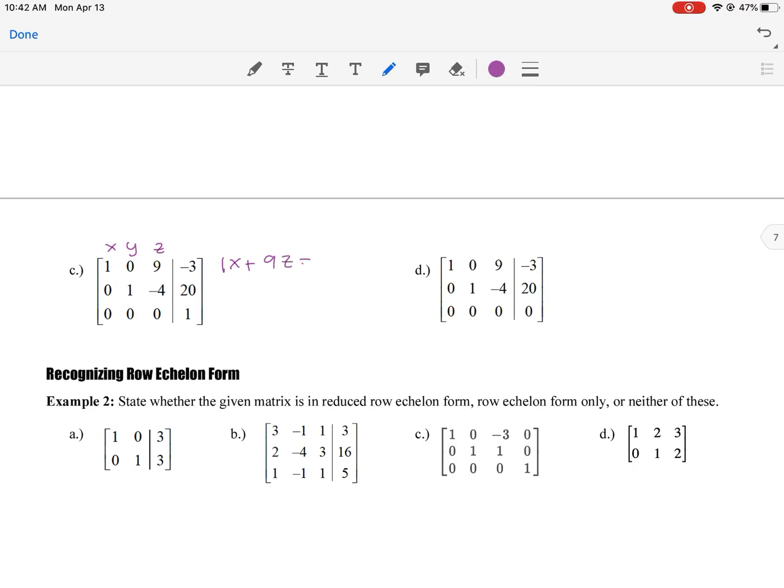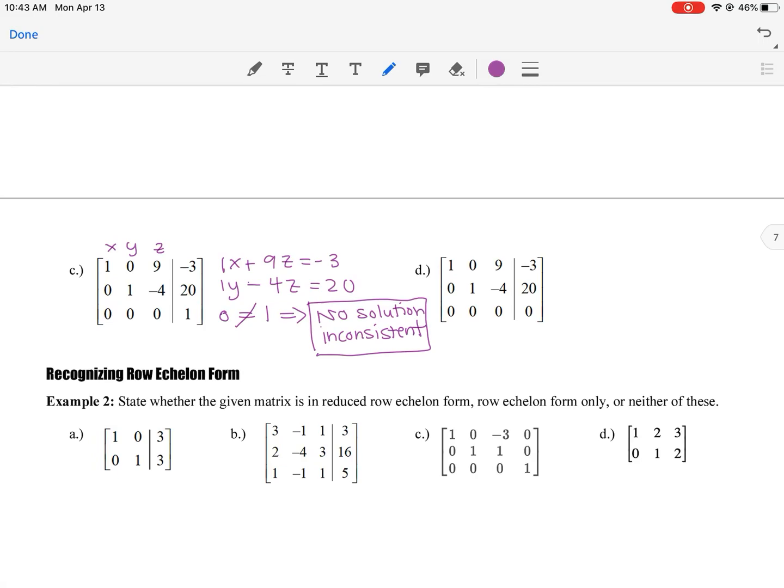Okay. On this next one, sorry, I should have left a little bit more room, that's okay. We've got 1x, plus 9z equals negative 3. Then we've got 1y minus 4z equals 20. So it almost looks like a system we're going to solve. But let's look at this last row. This is what you're going to focus on with these ones when you don't have just the ones down the diagonal. If you have 0 equals -1, that is not a true statement. So this part right down here implies that there is no solution.